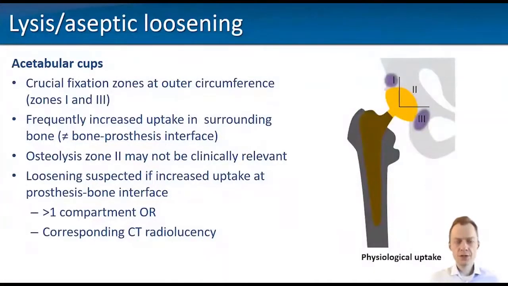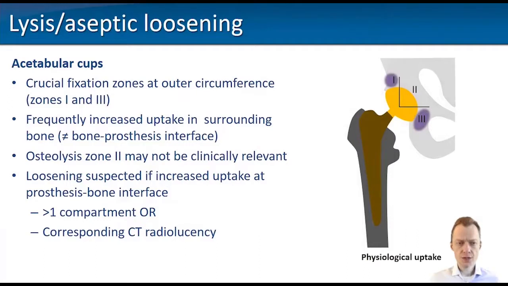A similar strategy can be followed to assess the acetabular cups. So the crucial fixation zones are at the outer circumference. So that would mean that zones 1 and 3 are the crucial fixation zones. You should be aware that there is frequently increased uptake in the surrounding bone, but that is not at the bone prosthesis interface, so that is an important differentiator, and that osteolysis in zone 2 may in fact not be clinically relevant.